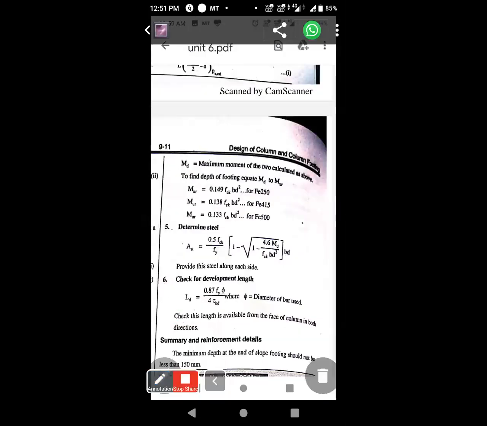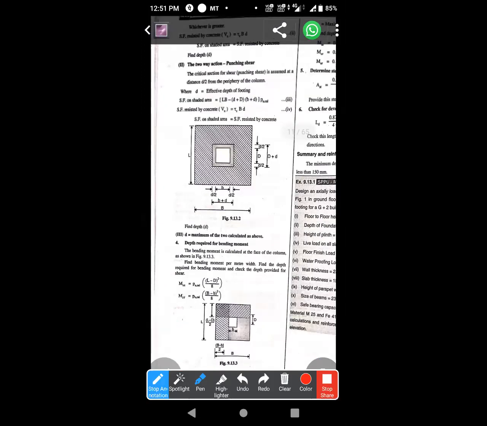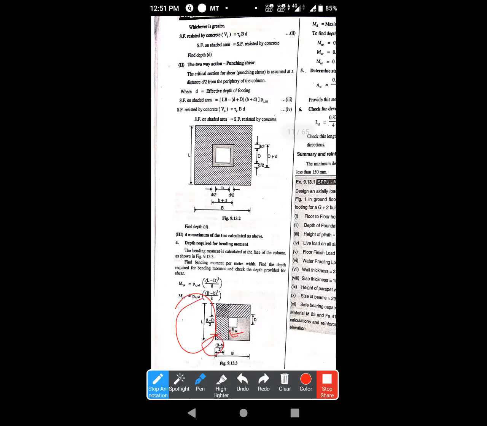In this diagram you can see, this is the whole L, this is the L minus d by 2 distance, and this is B minus small b upon 2. Capital L and capital B are the length and width of your footing, and small b and small d, or the capital D here, is what we call the depth of your column.